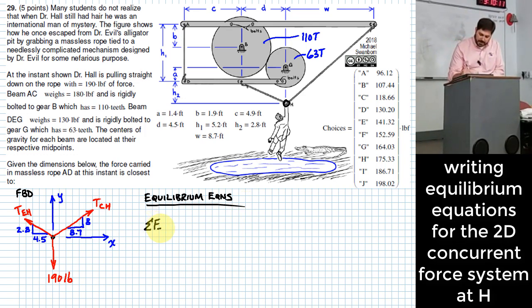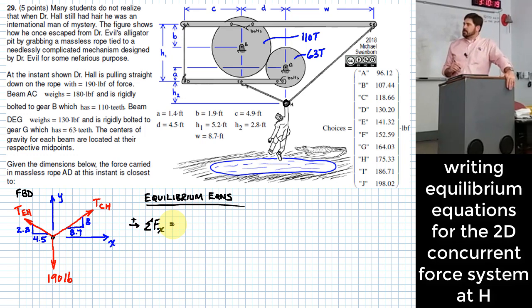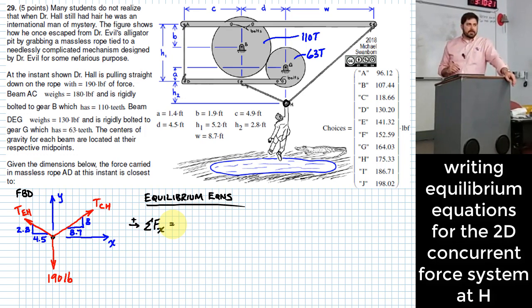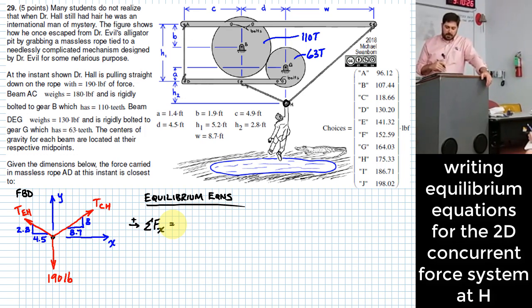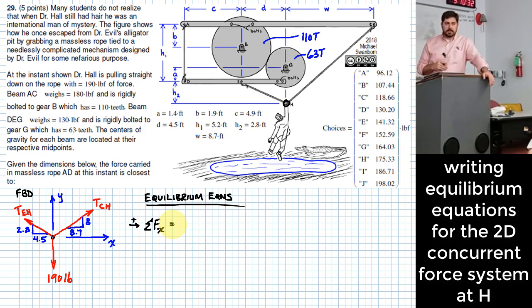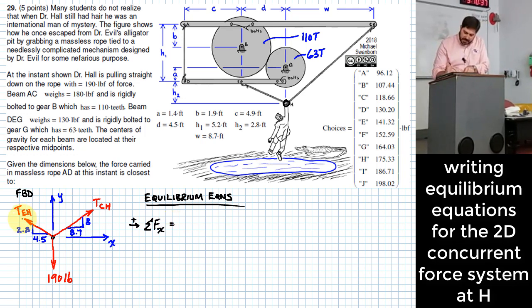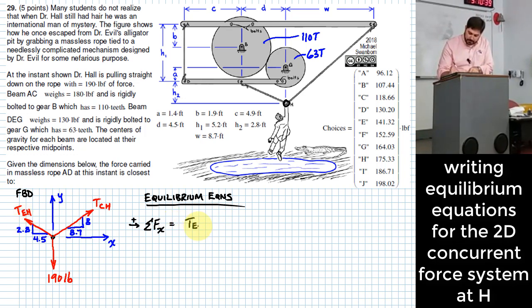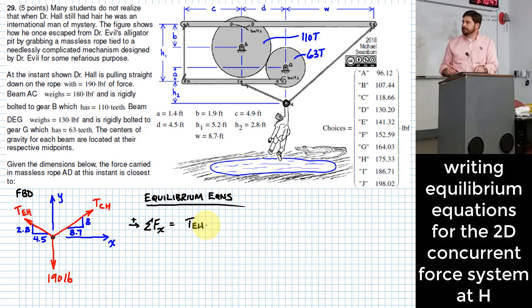Okay, summing forces in the x direction. I'll take rightward to be positive. And what forces do I have that would make positive or rightward or leftward x direction contributions? Okay, the x components of the two tensions, TEH and TCH. So what I need to do, I'll start with TEH. But I don't want the entire TEH, I just want the horizontal component. So how do I pick off just the horizontal component?